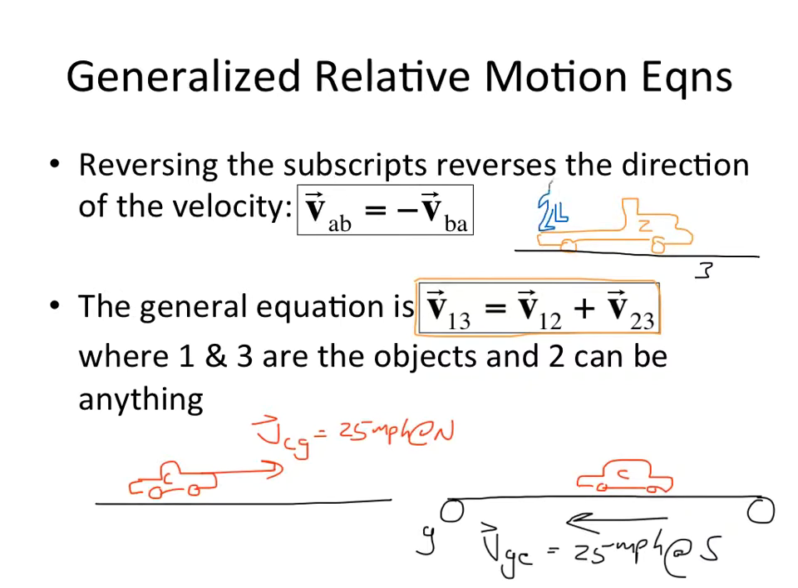Not a very good person, but they're walking on the truck that way. Okay, and the truck is moving forward, like so. All right, so the truck has a velocity with respect to the ground. So that's the velocity of the truck to the ground.